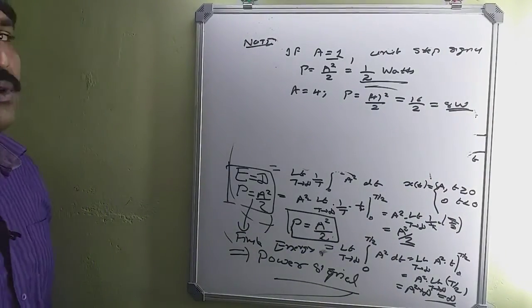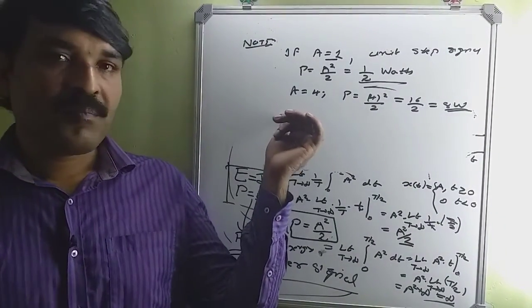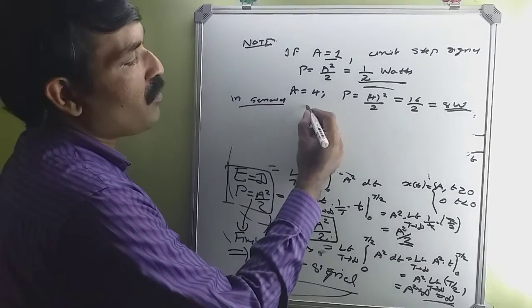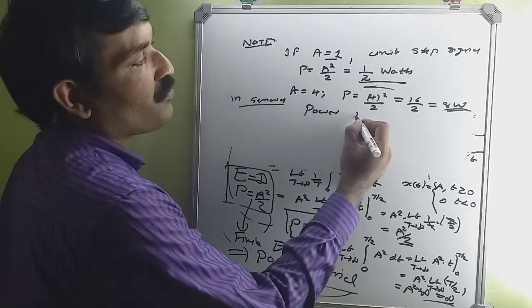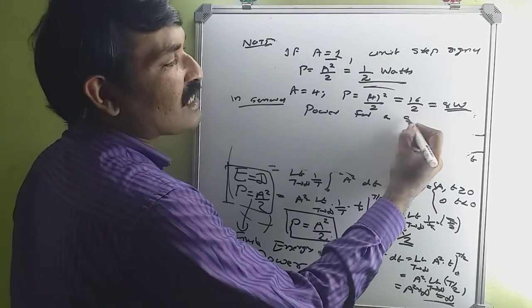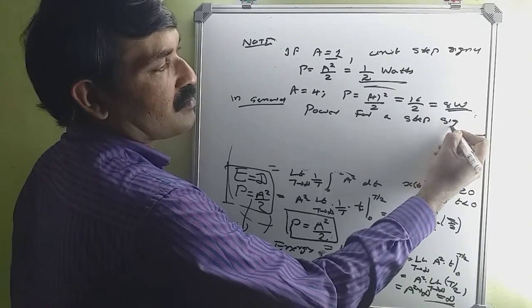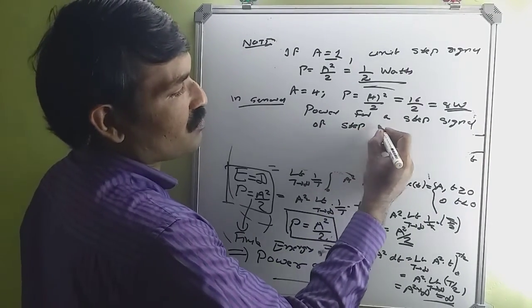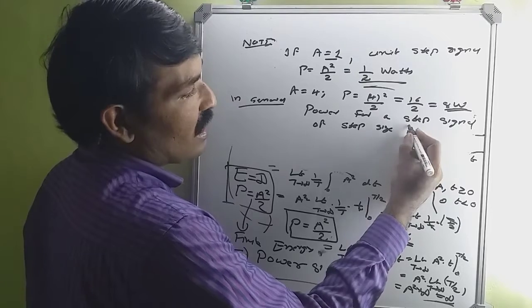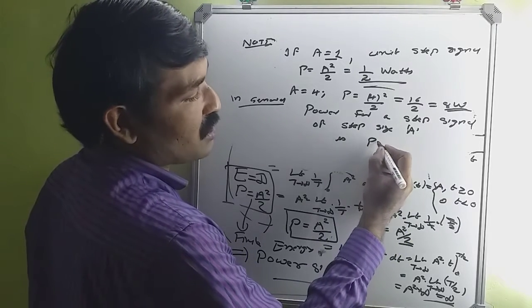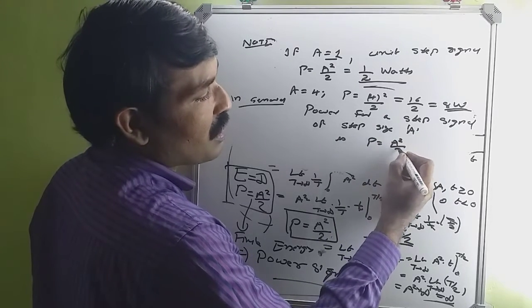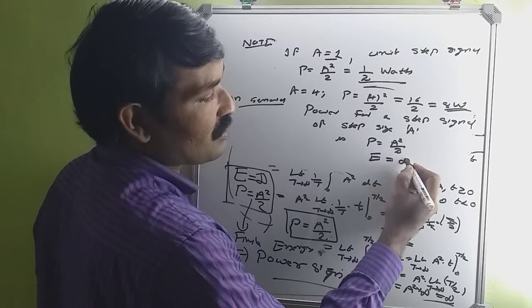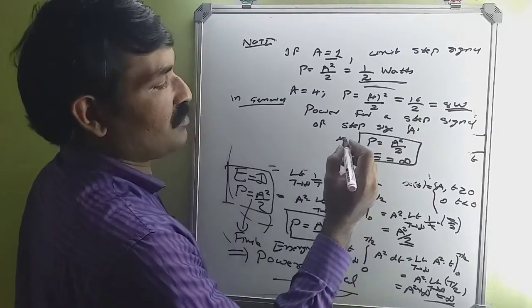Okay, so a step signal is a power signal. Power for a step signal of step size A is P is equal to A square by 2, and energy associated with the signal is equal to infinity.